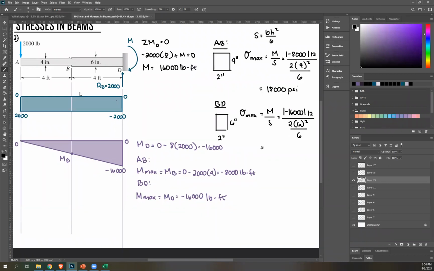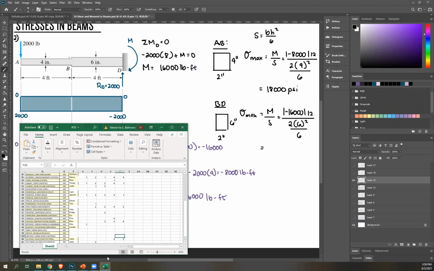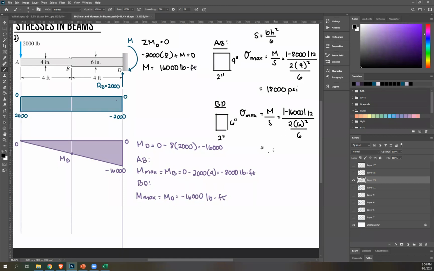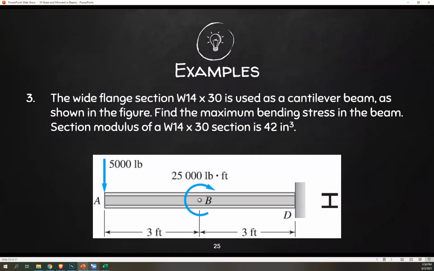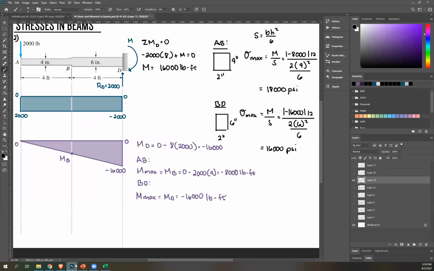Correct, Rika, Miguela, Trinity. It's positive 16,000, and again our unit is PSI. So what we're looking for is maximum stress in the beam. Which of the two, 18 or 16? Correct, 18. We're not asking for maximum allowable stress, right? This is just the maximum stress being experienced by the beam. So it's 18.